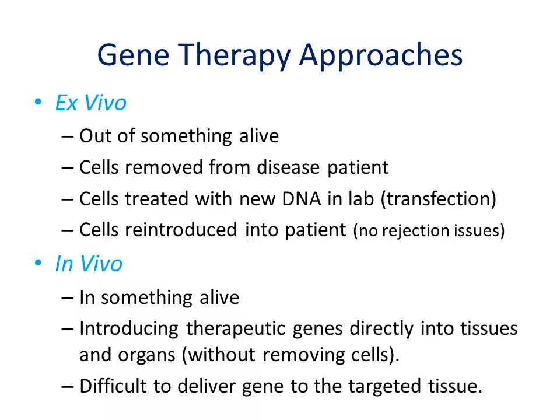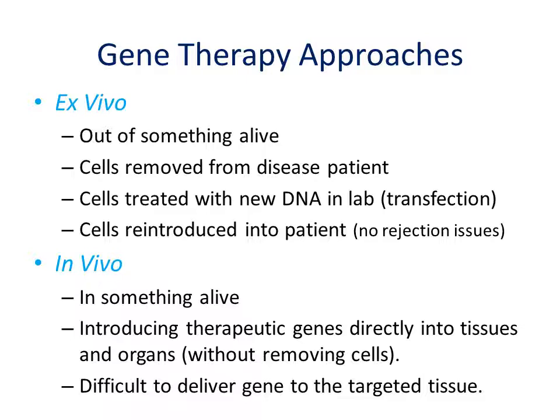So as I mentioned, there's two main approaches to gene therapy. There's ex vivo and there's in vivo. Ex vivo implies that you take it out of something that is alive. So in this situation, cells are actually removed from the patient who has the particular disease. The cell is then treated with the appropriate DNA that's functional, and then you reintroduce those cells back into the patient. The good thing here is that the cells are usually not rejected because they are derived from the patient themselves. The second possibility is in vivo, which implies in something that's alive.